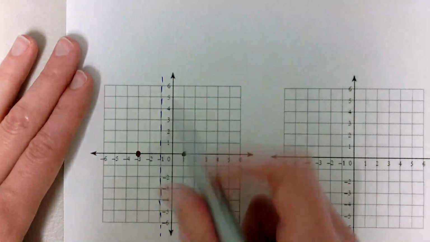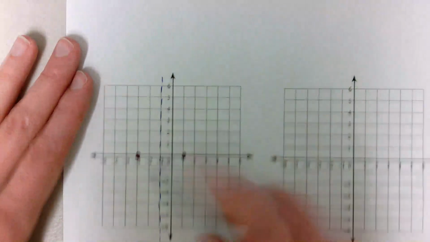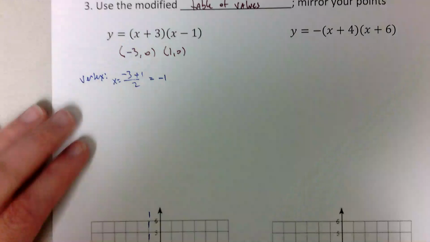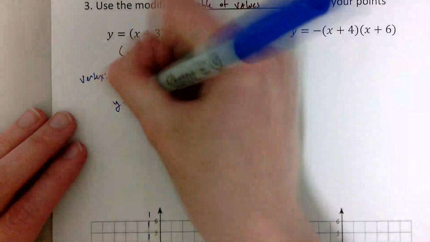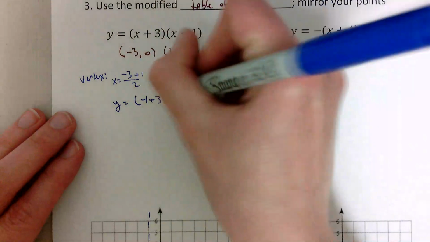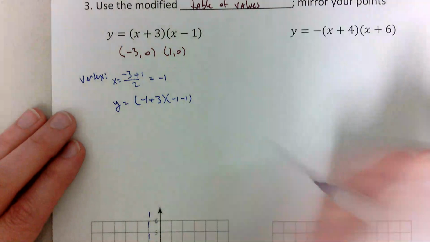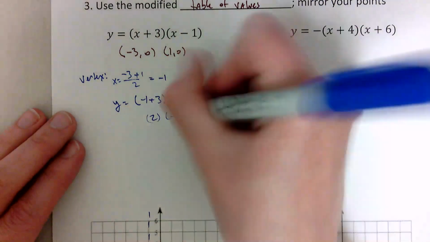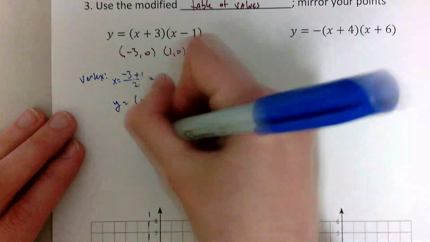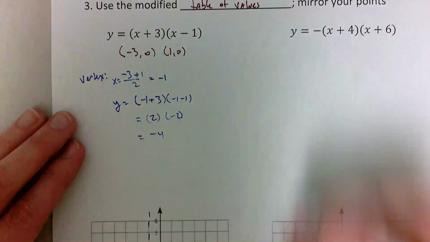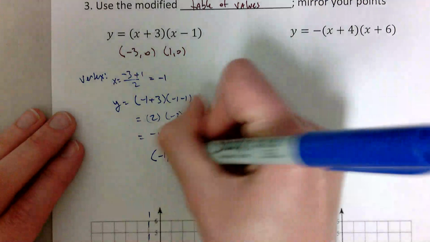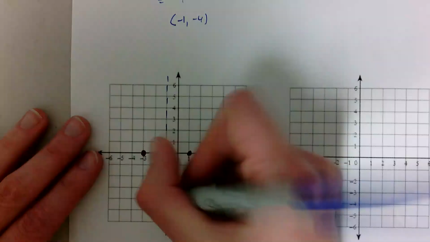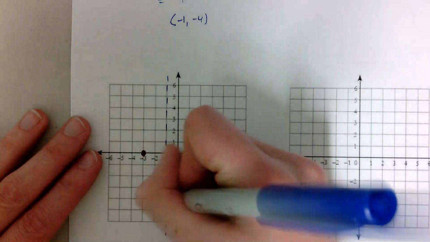And then all I have to do is figure out where in this axis of symmetry does my vertex actually go. So I'm going to take this -1 and plug it back into the original equation. So y equals -1 + 3 times -1 - 1. -1 + 3 is 2. -1 - 1 is -2. And that multiplies to -4. So my vertex is the point -1, -4. So on my axis of symmetry, I'm going to come down here, put a point at -4.